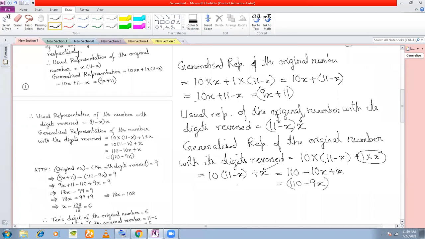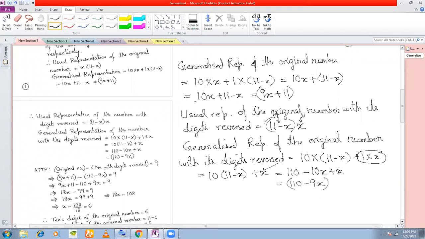Isn't it? 1 into x is x. Yes, sir. That is what. What is your question? Now you understood or not? No, sir, because we wrote that 10x plus 11 minus x. So how did 1 into x come? How did 1 into x come?